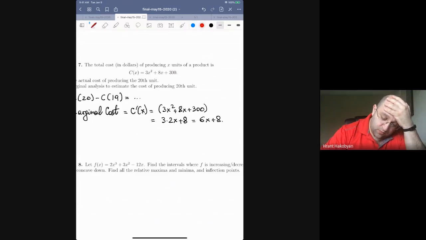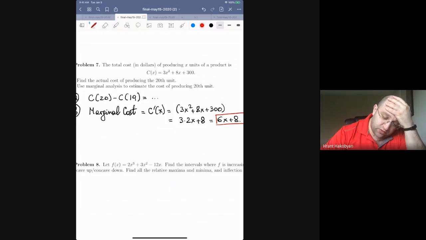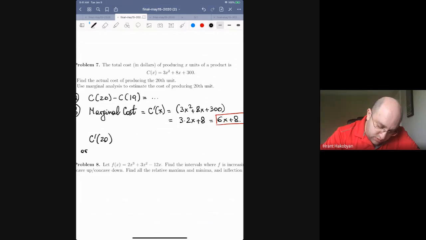So that's the marginal cost. But we want to estimate the cost of producing the 20th unit. So you have to plug in 20 or 19 instead of x, it doesn't matter. I mean, both answers give you approximately how much it's going to cost to produce the 20th unit. So we can do C prime of 20 or C prime of 19. Both of them would be good.